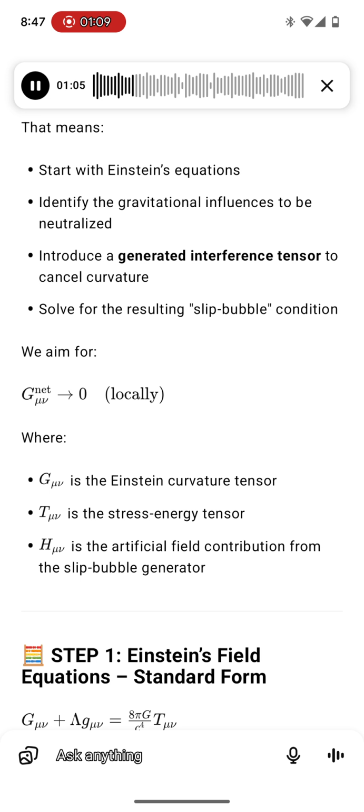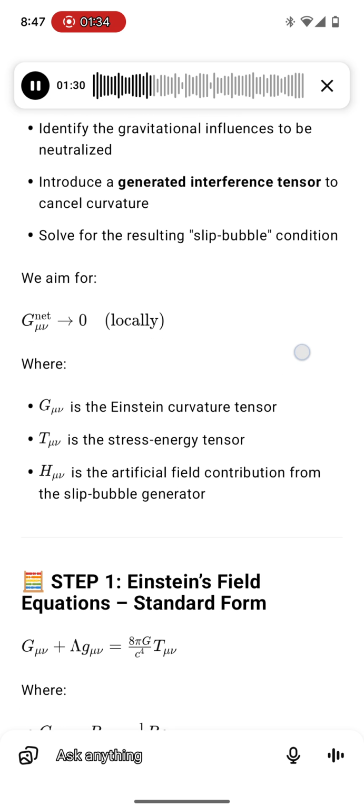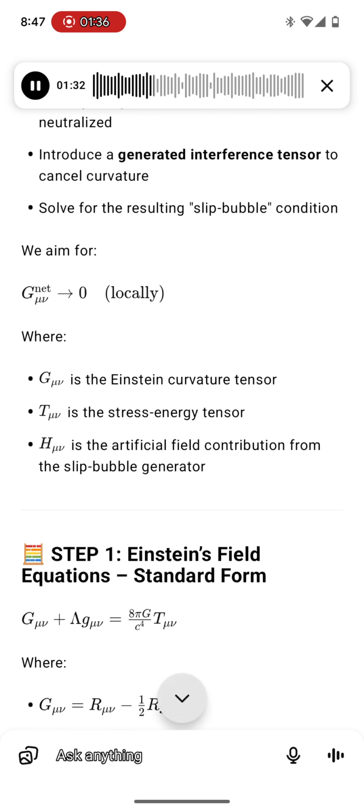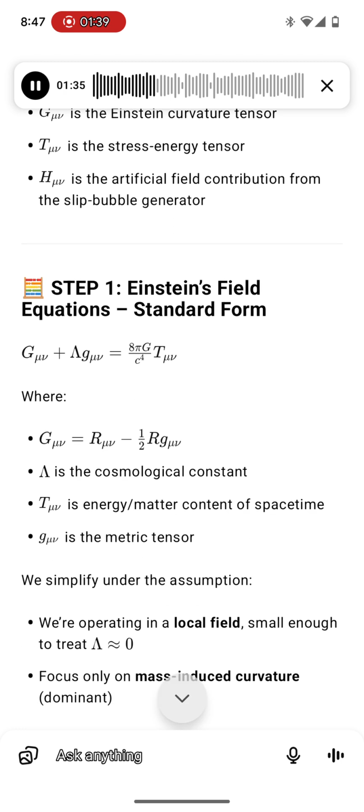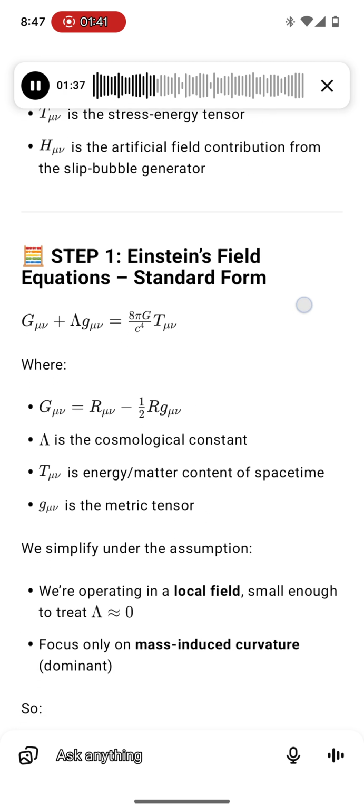G_μν + Λg_μν = (8πG/c⁴) T_μν, where G_μν = R_μν − ½ R g_μν. Lambda is the cosmological constant, T_μν is the energy-matter content of spacetime, and g_μν is the metric tensor. We simplify under the assumption we're operating in a local field, small enough to treat Λ ≈ 0, and focus only on mass-induced curvature as dominant. So G_μν ≈ (8πG/c⁴) T_μν. This gives us the ambient curvature around the craft.